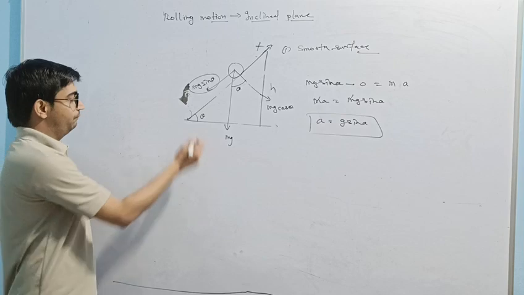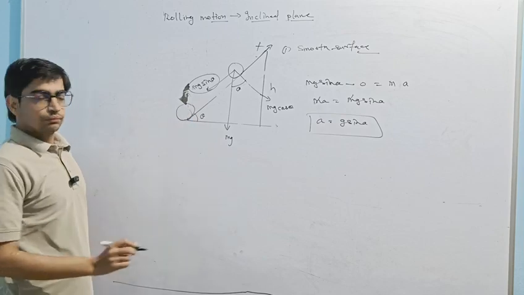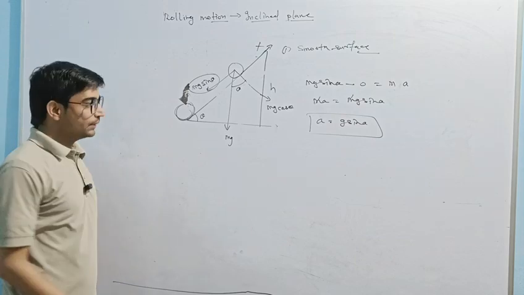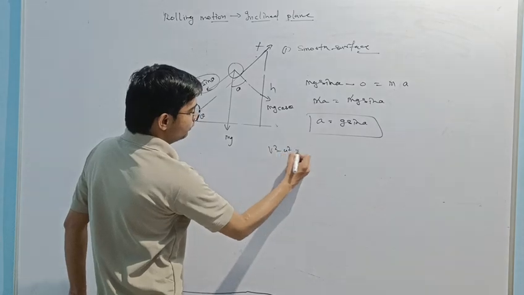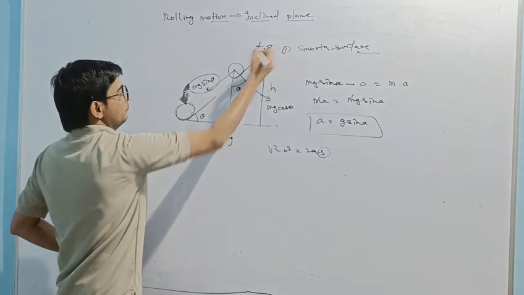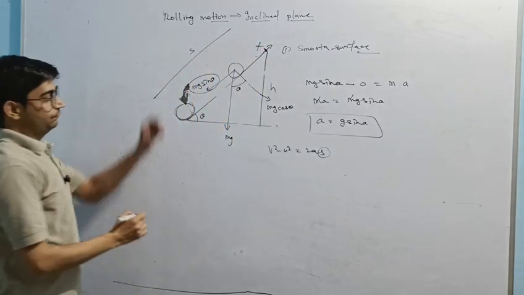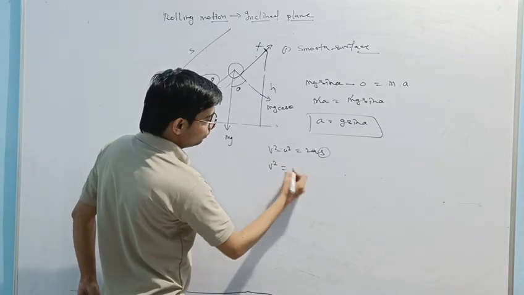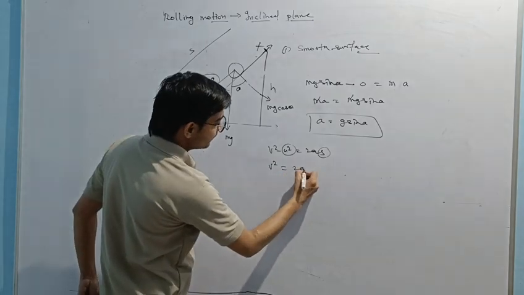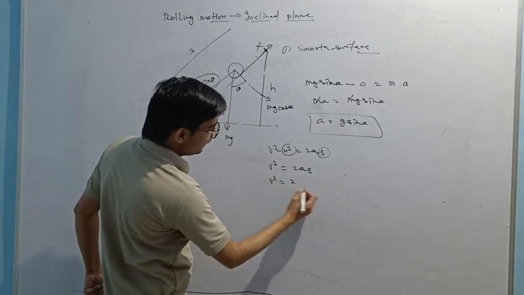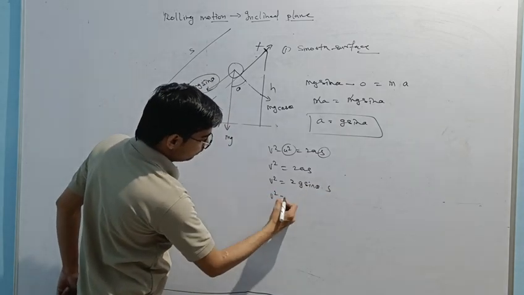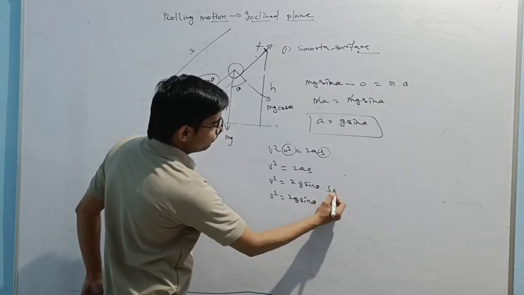Now we can calculate the velocity at this point: v square minus u square is equal to 2as, where s is this distance. This is actually s. So v square is equal to, u is 0 actually, we are starting from here, then u is 0. We can say v square is equal to 2as. a is actually g sin theta and s is s. So v square is equal to 2g sin theta times s. We can put the value of s.